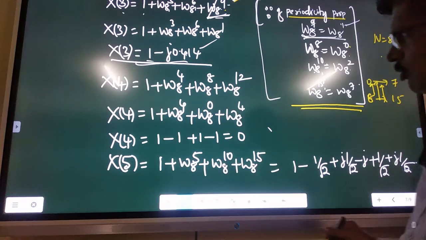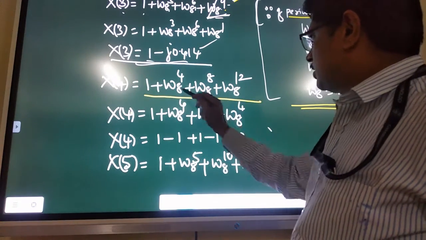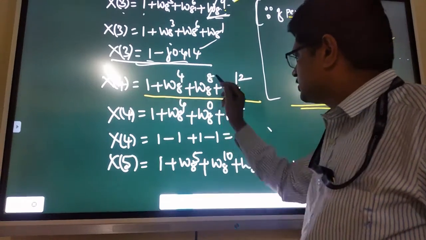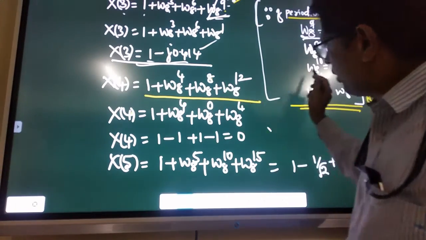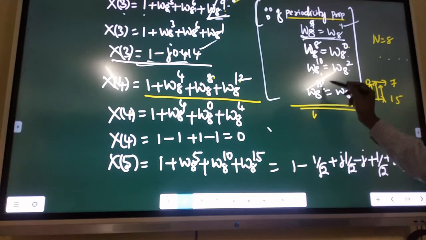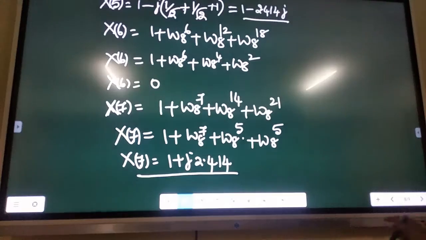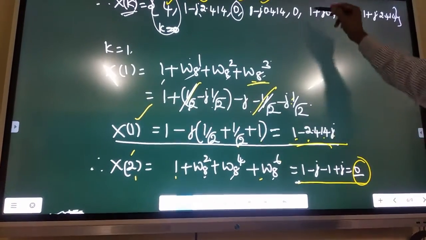Similarly, k is equal to 4. Then solve this. 4, 8, 12. Again use the periodicity property. Omega 8 power 12 is nothing but omega 8 power 4. That I am substituting. Solve this, you get 0. Therefore, your next sample is 0.